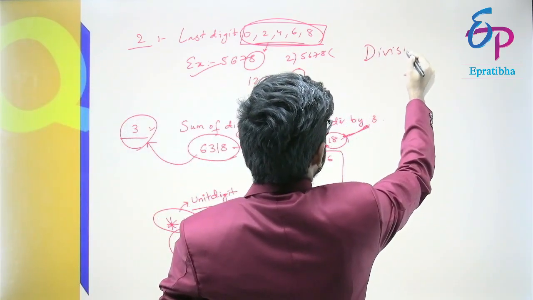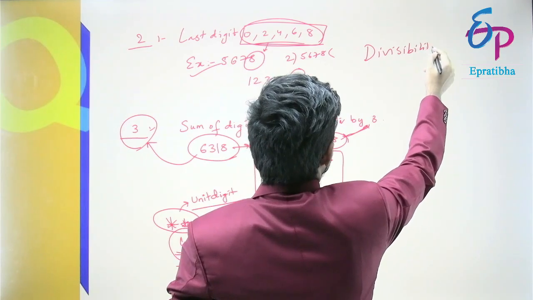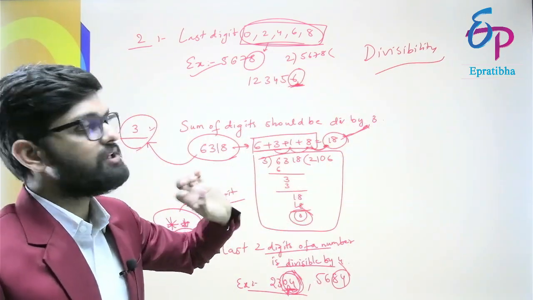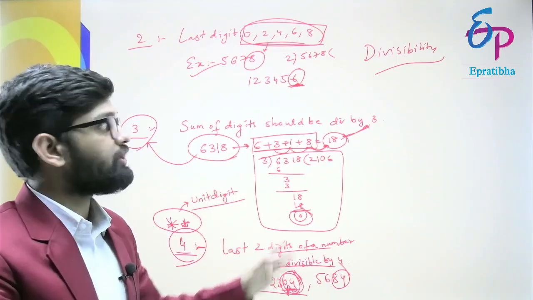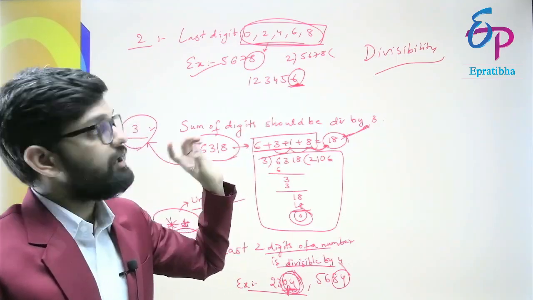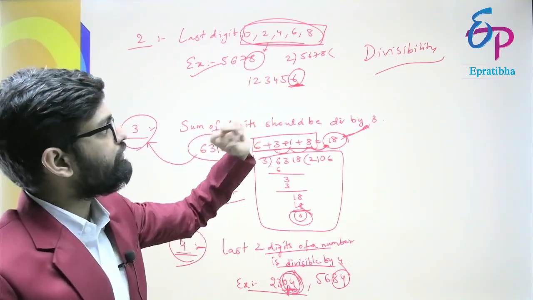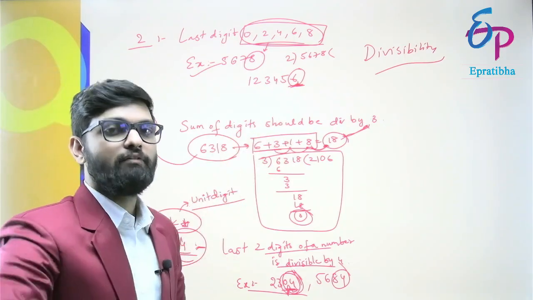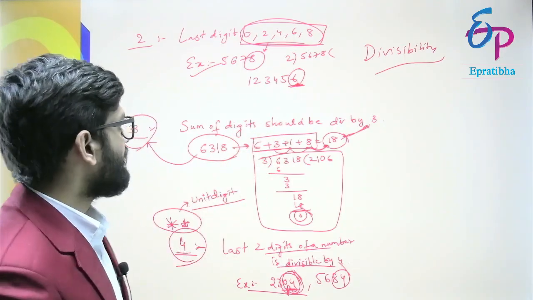What is the meaning of divisible? Whenever you are dividing any number with another number, if the remainder is 0, then you can tell the entire number is divisible by that particular number which you are taking as the divisor. You can see here, whenever you are dividing by 2, 5, 6, 7, 8, the remainder obtained will always be 0. Now how can you tell?